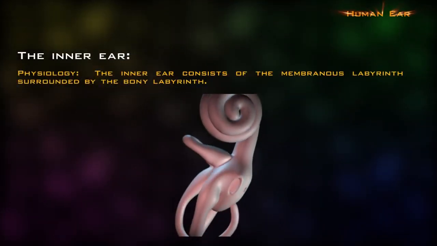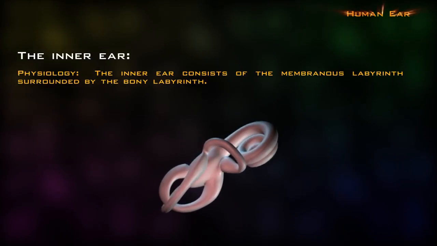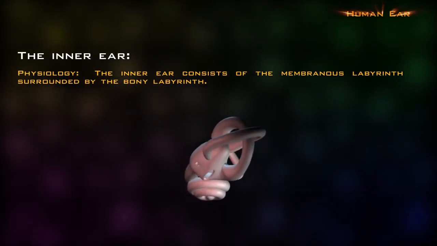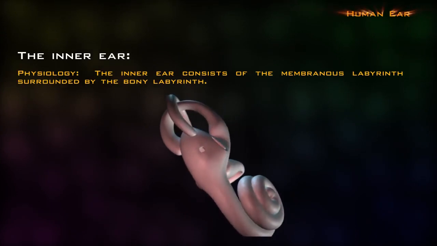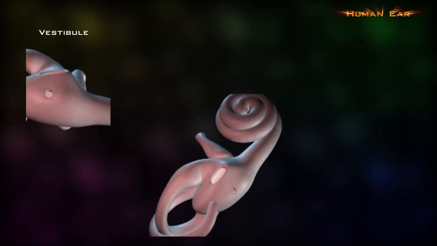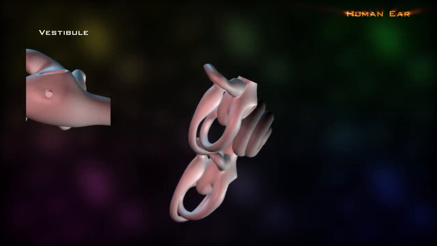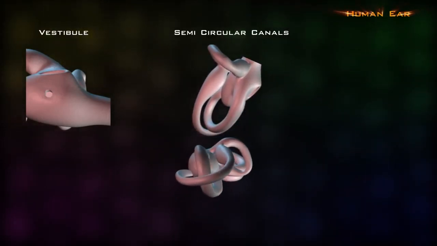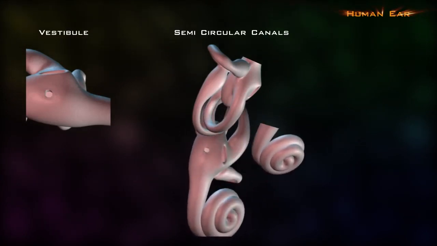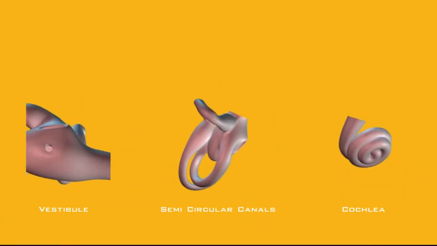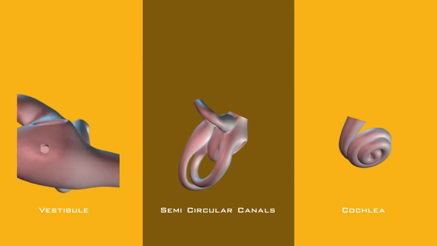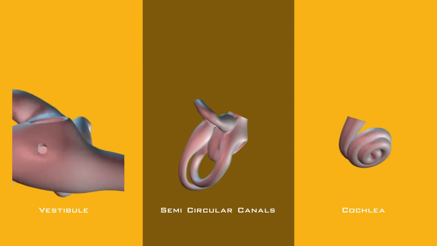The inner ear. Physiology. The inner ear consists of membranous labyrinth surrounded by the bony labyrinth. The bony labyrinth consists of the vestibule, the semicircular canals, and the cochlea. The vestibule is a chamber in the center of the bony labyrinth which communicates with both the cochlea and the semicircular canals. The oval and the round windows are both located in the lateral wall of the vestibule.